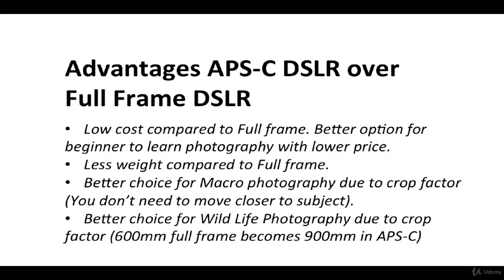Advantages of APS-C DSLR over full frame DSLR. APS-C DSLRs are quite low cost compared to full frame. It is quite a better option for beginners to learn photography at a lower price. APS-C DSLRs weigh less compared to full frame. APS-C is a better choice for macro photography due to the crop factor. And APS-C is a better choice for wildlife photography due to the crop factor.